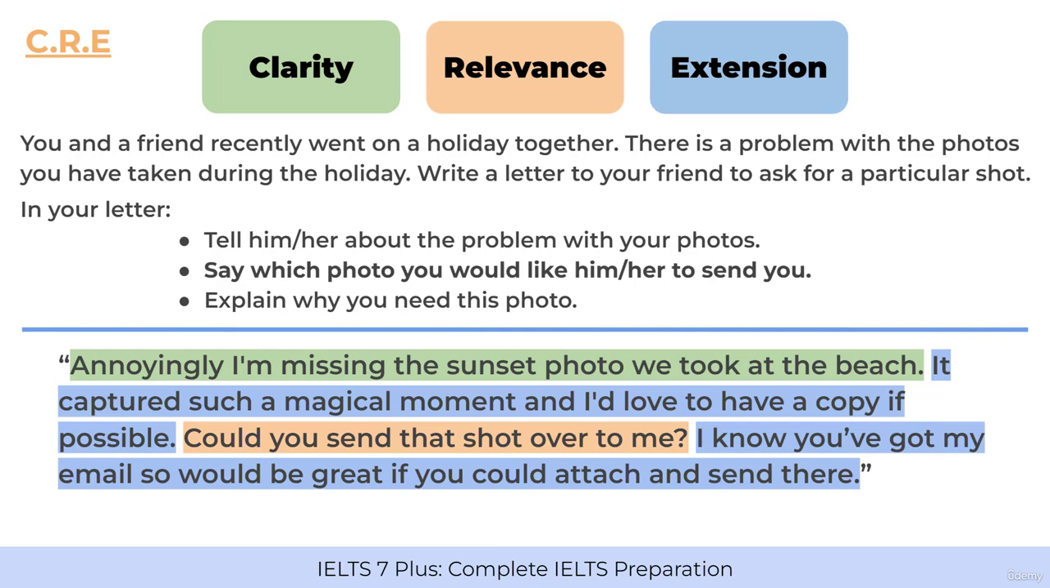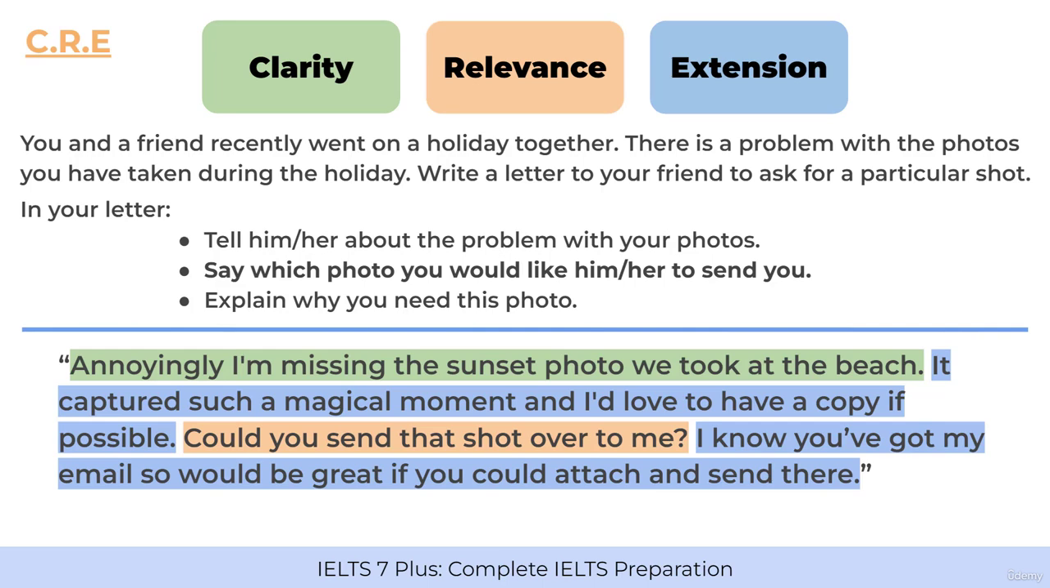What I could have probably done as well, I could have maybe described which photo I would like them to send as well. That would be really relevant to the bullet point. So even on reflection, looking back at this, say which photo, I could have described the photo in a bit more detail. I've only said a sunset photo we took at the beach. I could have probably gone into a bit more detail, maybe said when we took it, what day it was, what time of day, why I liked it so much. And of course, there's plenty of other ways we can stick by it.